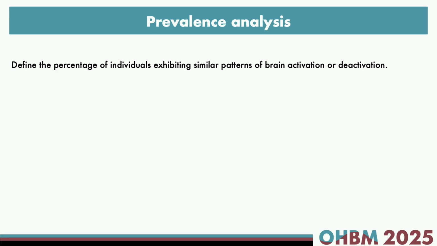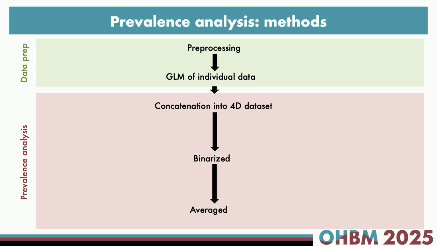So it can be used to define the percentage of individuals exhibiting similar patterns of increased or decreased activation. So the way it works is we pre-process the data, and then we perform a GLM analysis of individual data, and we use the individual output copes of the GLM analysis and concatenate them into a 4D data set across our participants. We then binarize and average this data set to get our prevalence.